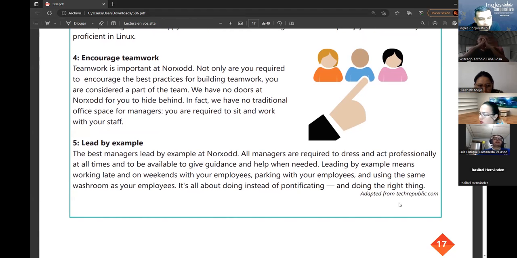Lead by example. The best manager leads by example at Norxal. All managers are required to dress and act professionally at all times and to be able to give guidance and help when needed. Leading by example means working late and on weekends with your employees, parking with your employees, and using the same washroom as your employees. It's all about doing instead of pontificating, and doing the right things.